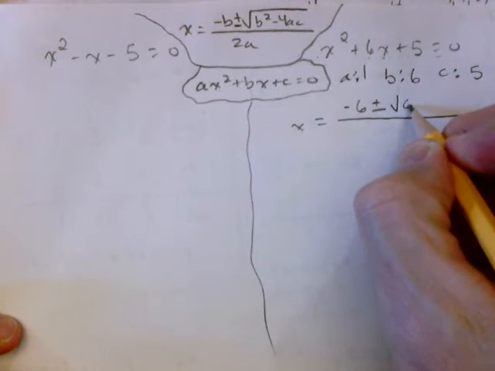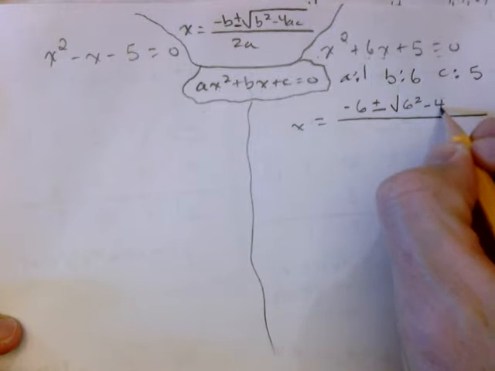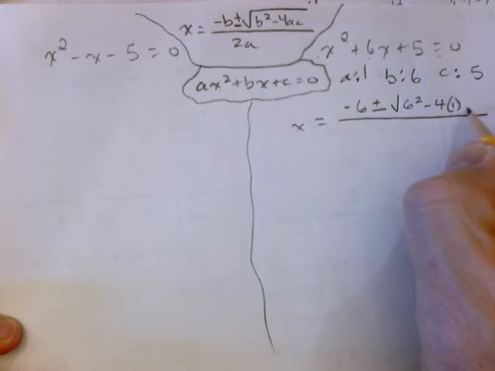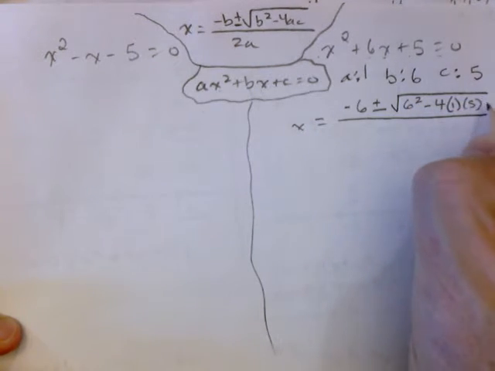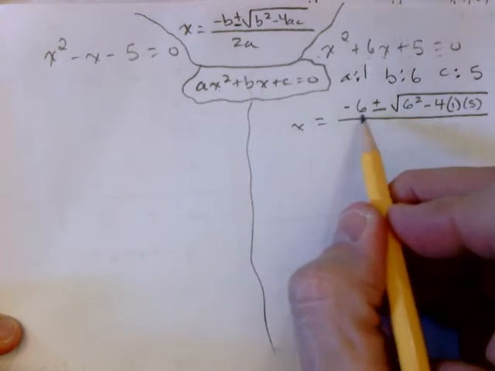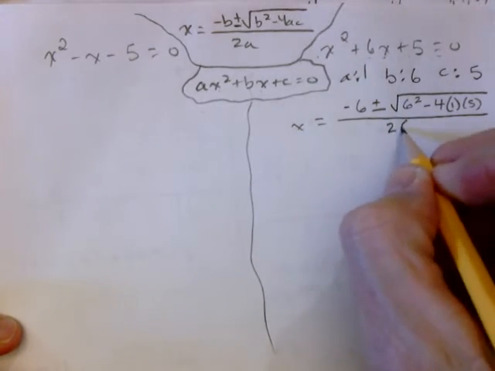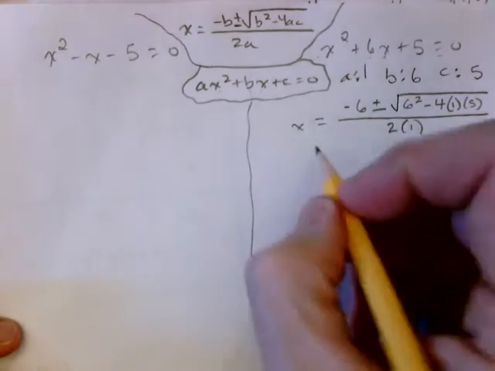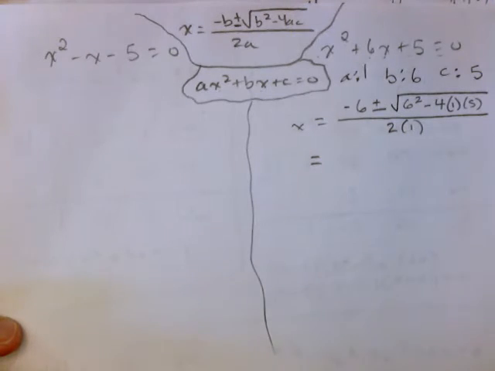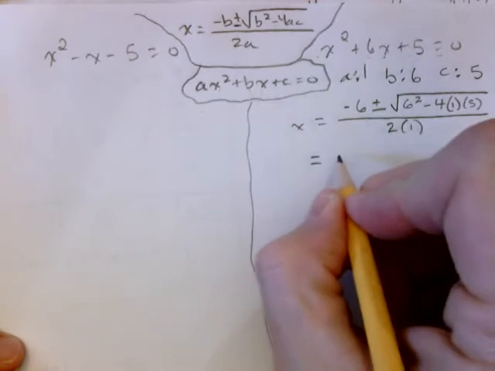All right, so b squared minus 4 times a, which is 1, times c, which is 5. And that all lives underneath this radical sign, and this entire expression is the numerator of this fraction. And then the denominator is 2 times a, which is 2 times 1. So this looks horrible, but in about 2 steps, we're going to simplify this down and make it a lot neater.